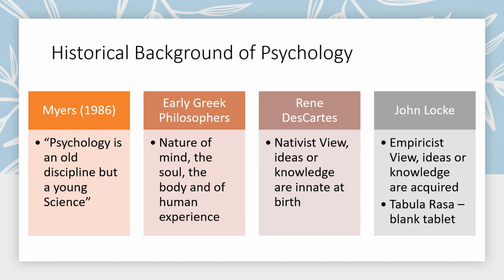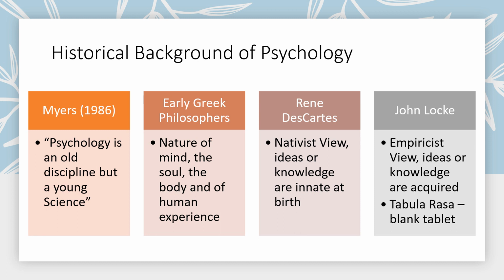So again, Myers in 1986 believes that psychology has been going on before, but it's now considered a science. However, it's still considered a young science because the research has been going on just recently. So that is Myers in 1986.